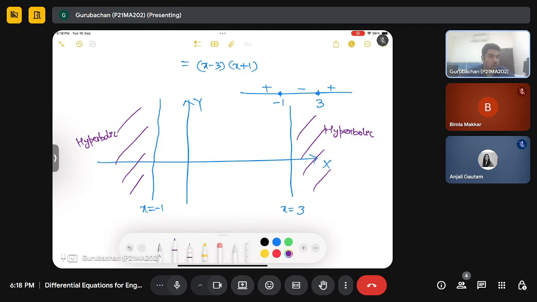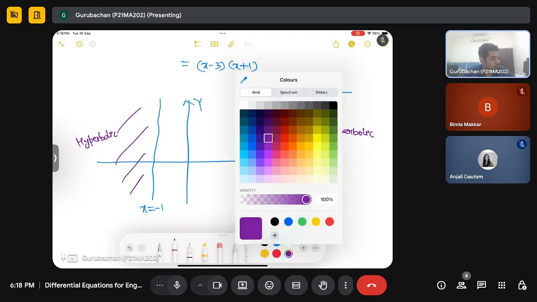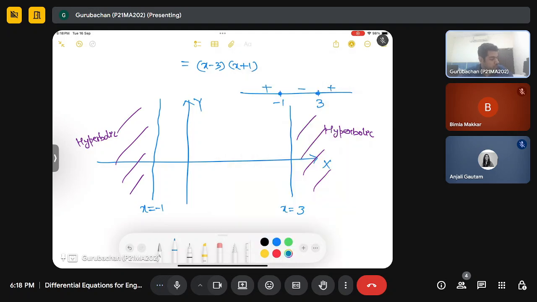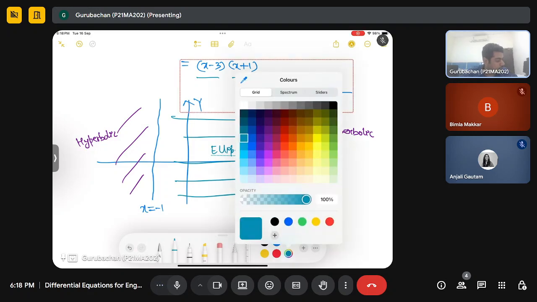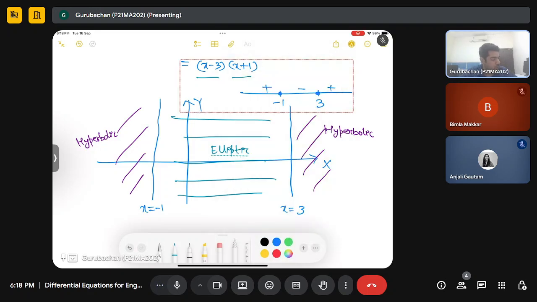And for elliptic, in between -1 to 3, this region is mainly elliptic. Okay. Now what is left? Parabolic. So parabolic will occur exactly at x equal to -1 and x equal to 3. So for that I'll do it exactly on these lines.